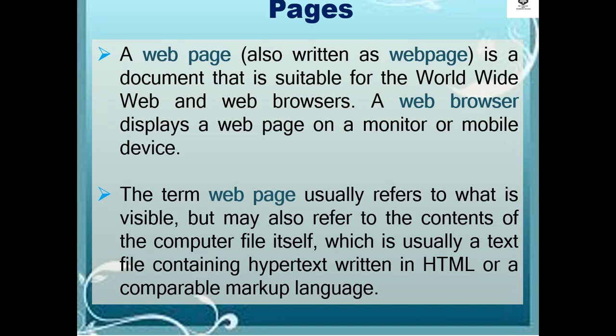Pages. A web page, also written as webpage, is a document that is suitable for the World Wide Web and web browsers. A web browser displays a web page on a monitor or mobile device. The term web page usually refers to what is visible, but may also refer to the contents of the computer file itself, which is usually a text file containing hypertext written in HTML or a comparable markup language.